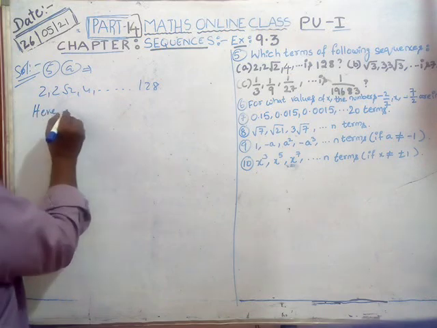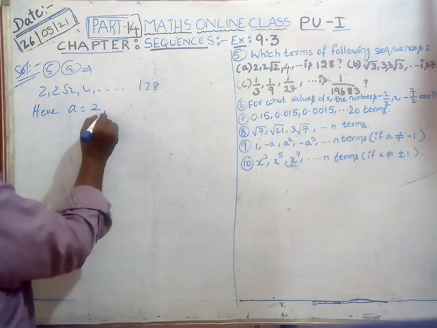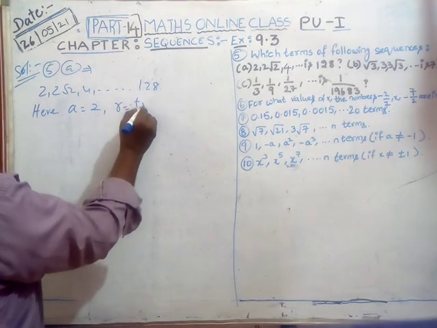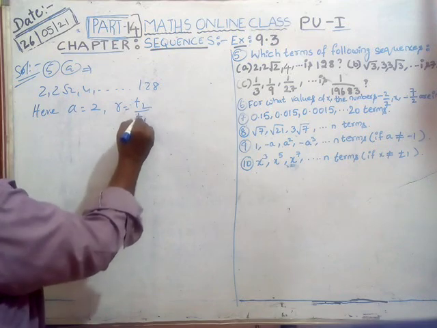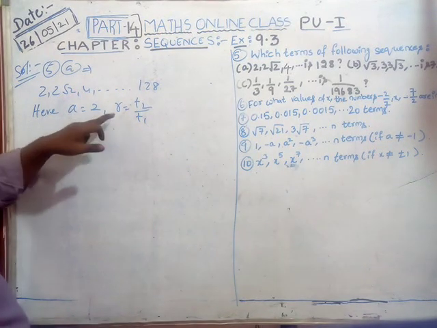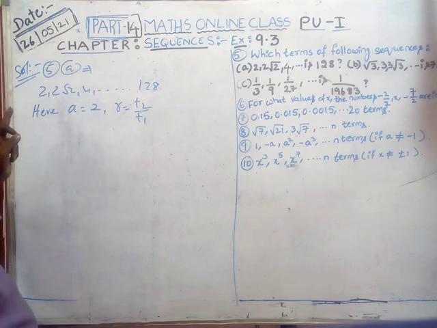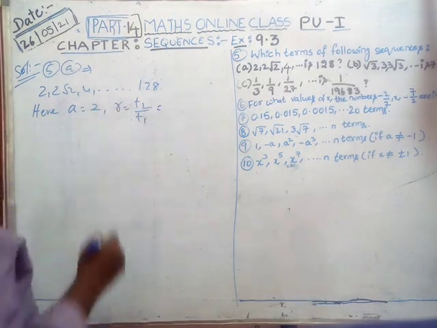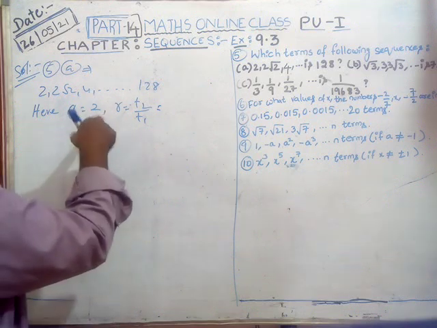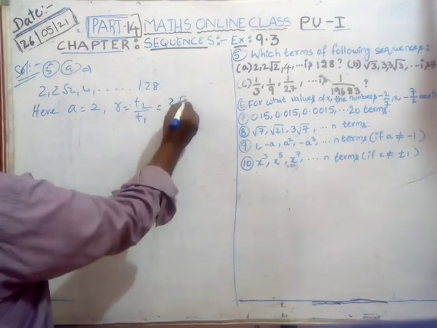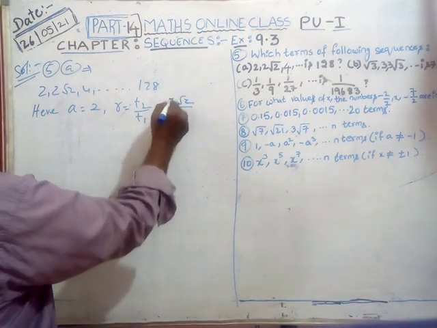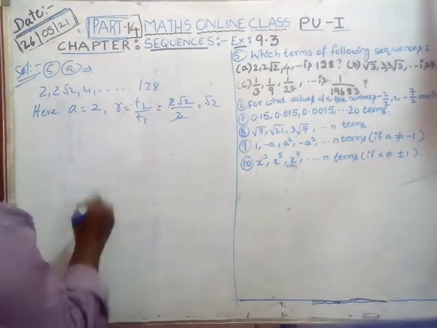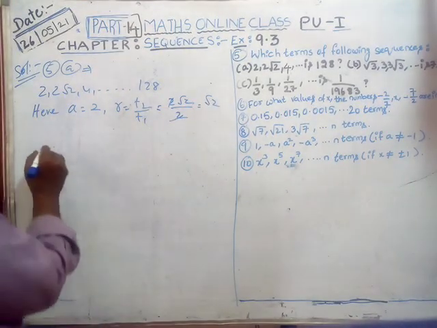Here A is equal to 2 and R is equal to T2 by T1. In a GP, R is needed; in an AP, D is needed. Here T2 by T1, the ratio, R means common ratio. This is 2 root 2 by 2. The 2 cancels, and we get root 2. So R is root 2.